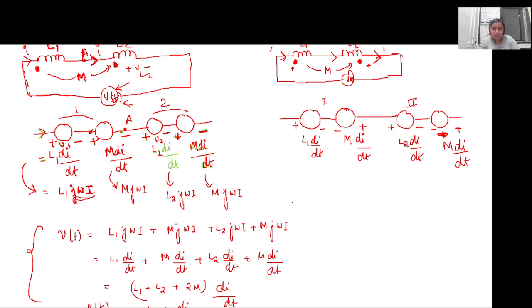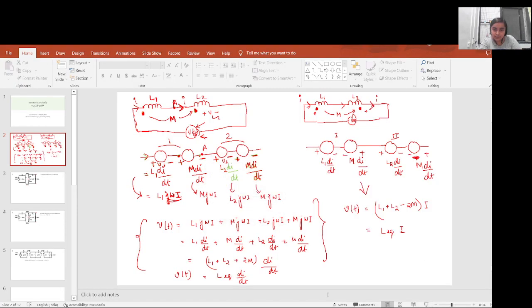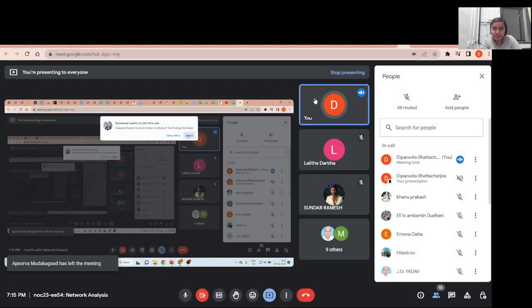So if you solve it in the same way, you convert it into the frequency domain and get it. So Vt will be somewhat like L1 plus L2 minus 2M. You use the KVL once again, so it will be this net equivalent inductance times I. The reason why I am showing this is that we will be using these conventions while solving the circuits.